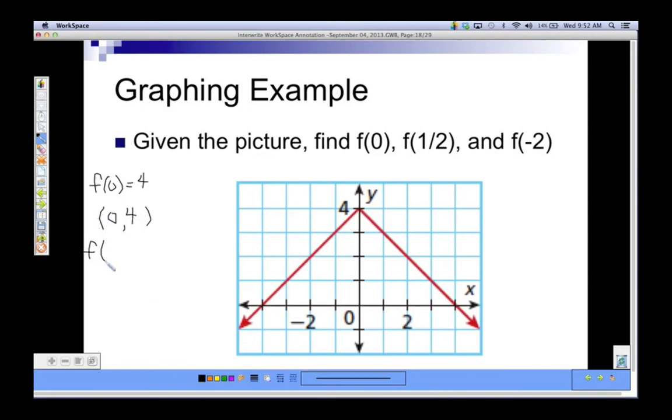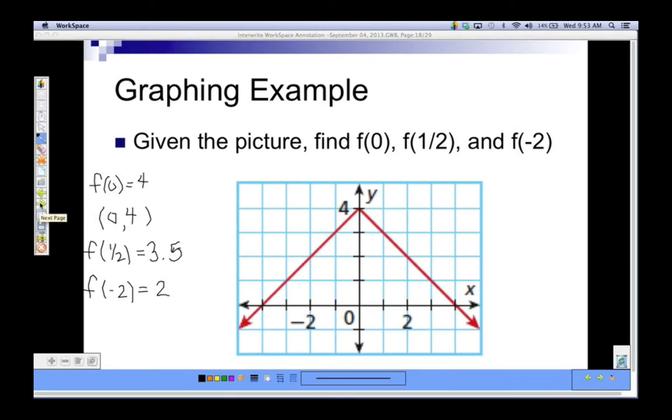How about f of 1/2? Same thing. Go to 1/2 on our x-axis. Notice it counts by 2, so here's our 1/2. And we go up, and I would say that's probably 3 1/2. So we'll say 3.5. And our last one, f of -2. So go to -2, go up till we hit our function, 2. There you go. So we can use it by evaluating it, by plugging it in, or using a graph.